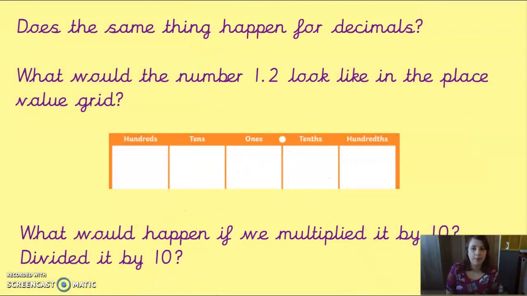Now, does the same thing happen for decimals? What would the number 1.2 look like in the place value grid? So we've got a decimal place value grid. And then what would happen if we multiplied it by 10 or divided it by 10?